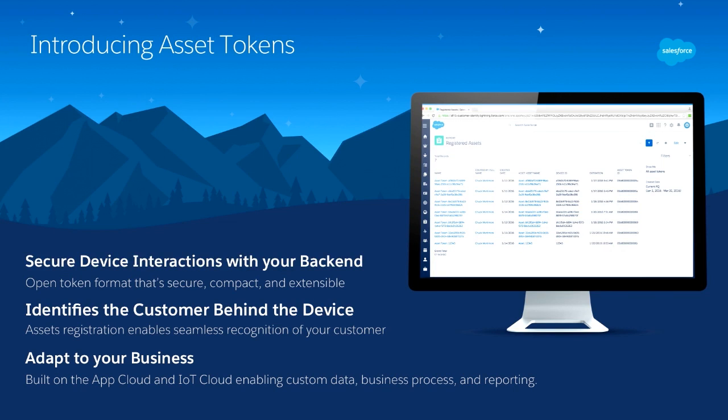So with that, we are introducing this pilot I was talking about called asset tokens. Okay? And there's a few key properties here. The first is these are tokens we can issue to your devices that have special properties. We're going to go into some of these properties. But these are designed to allow it to secure communications with your backend.